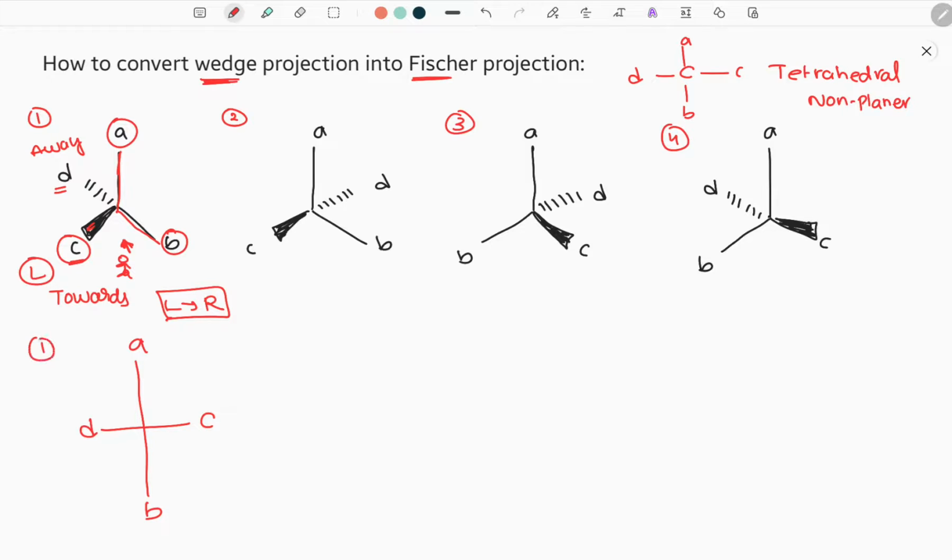So the first one is converted, wedge projection into Fischer projection, and the remaining three we also try to convert. First of all, we draw the vertical line. On the vertical line, we write from the wedge projection whatever the normal line contains. The thing we should observe is in between the thick line and normal line. We should stand in between there, and then we find the thick line is on the left side. We should write that on the right side.